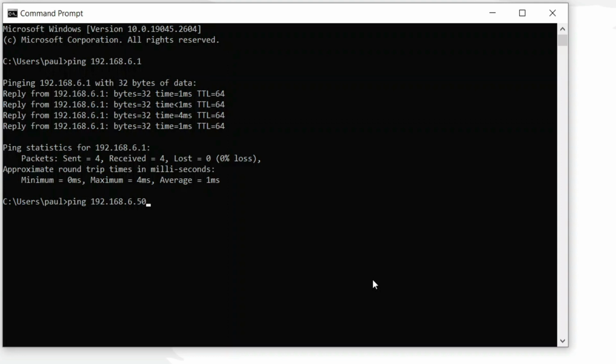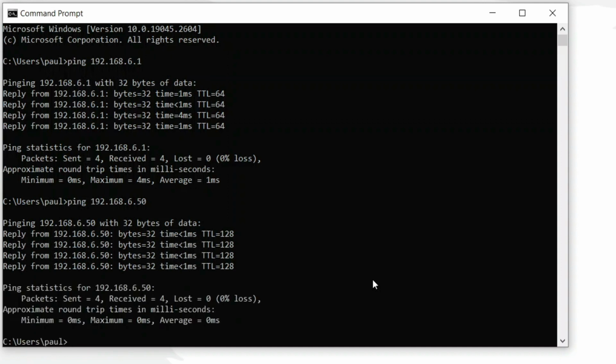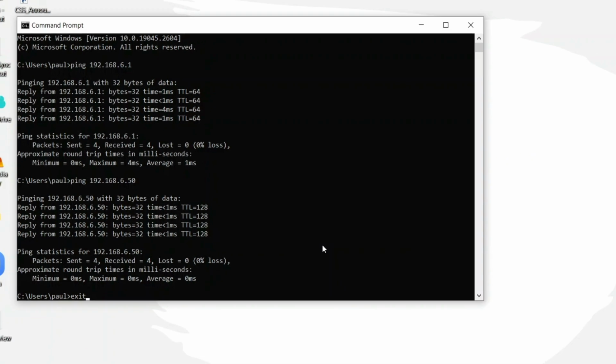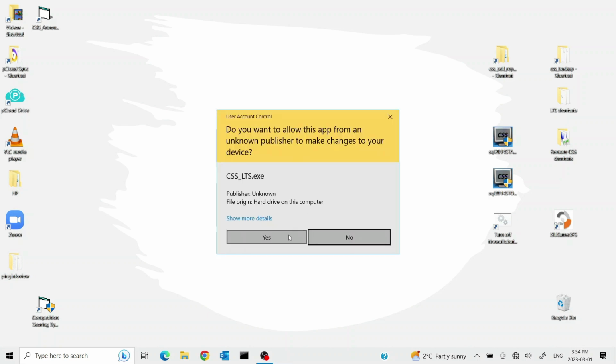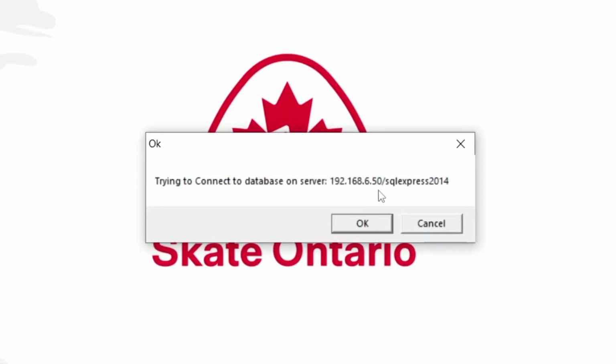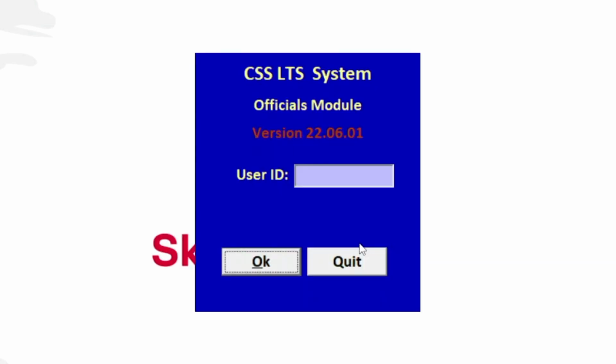So we'll issue the command ping 192.168.6.50, which is the EC's IP address. And that is also returning our pings. So that leaves only one obvious problem, and that's the database location settings. So let's have a closer look at that. And there's the problem. Somebody has changed the setting so that it includes a / instead of a \. Let's change that, and bingo, it's working fine now.